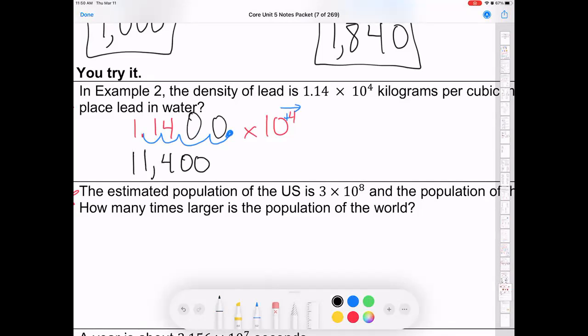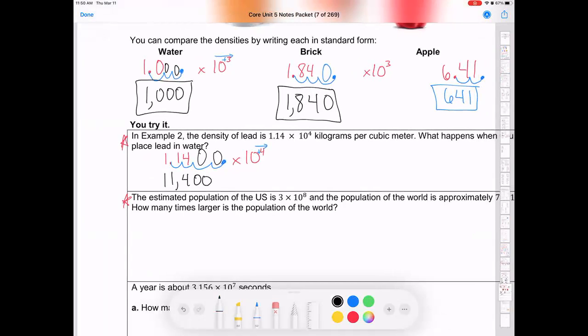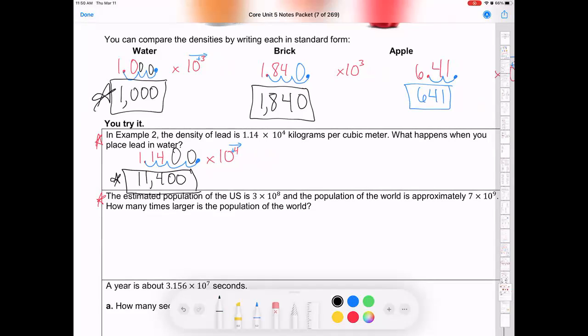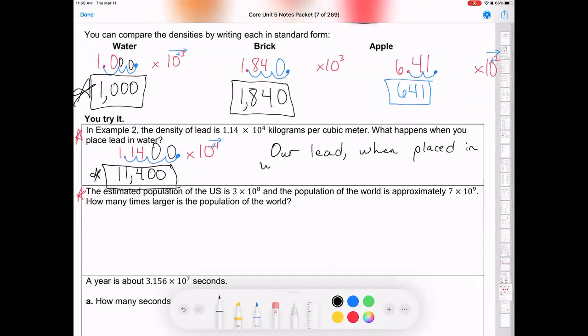Now, what does that actually mean? Well, we can use our two standard form values, one from the water, and one from the lead that's placed inside the water, and then compare the two. Notice how the lead one is actually bigger, right? 11,400 is a much bigger number than 1,000. As a result, you would see it sink to the bottom because it's heavier, okay? So our lead, when placed in water, would sink to the bottom.